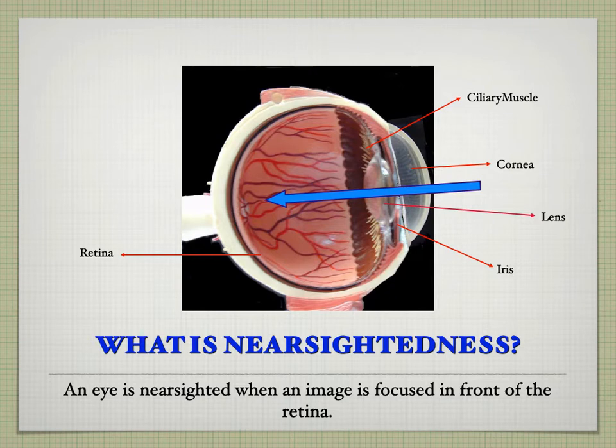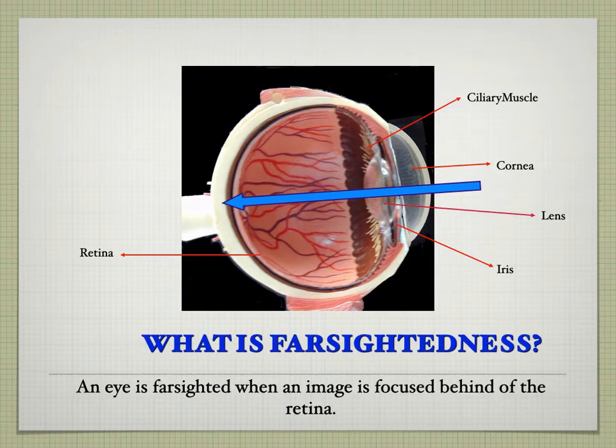Nearsightedness, sometimes known as myopia, happens when the light coming into the eye, an image coming into the eye, is focused in front of the retina. So people see more clearly up close than far away, and that's why it's called nearsightedness. Farsightedness is the opposite. The image is focused behind the retina, and people see better far away than up close. They see far better than up close, and that's why it's called farsightedness.